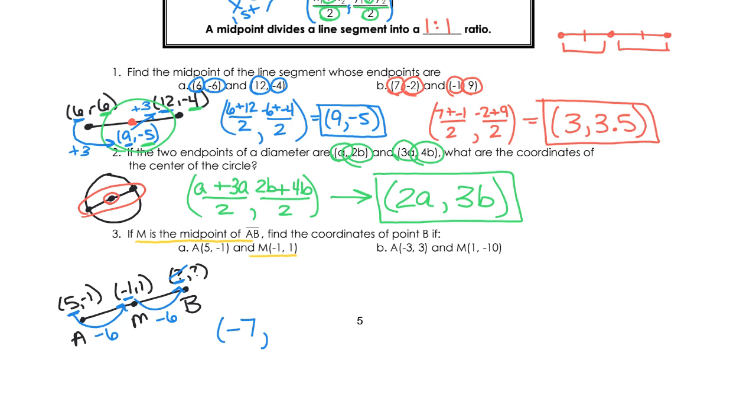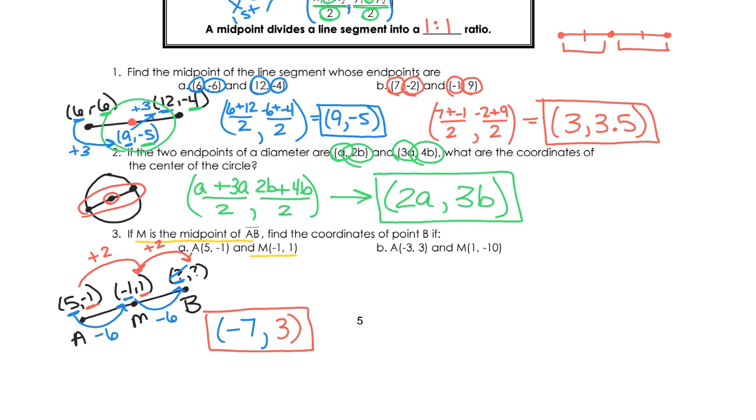Okay. Likewise, we're going to do the same thing for the y's. -1 to 1. In order to get from -1 to 1 on a number line, you have to add 2 units to it. And because that's a midpoint, we're still going to have to add 2 to get to the other endpoint. And so 1 plus 2 is going to give us a coordinate of 3. And there's our endpoint, -7, 3.